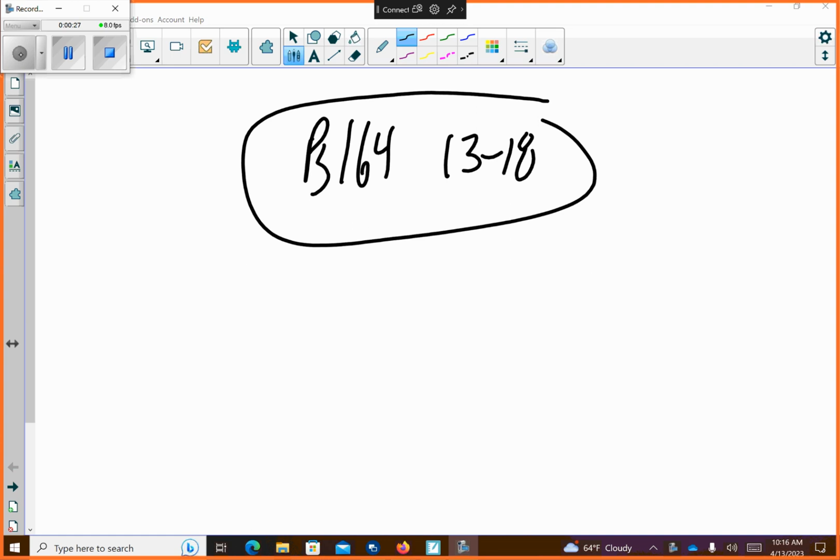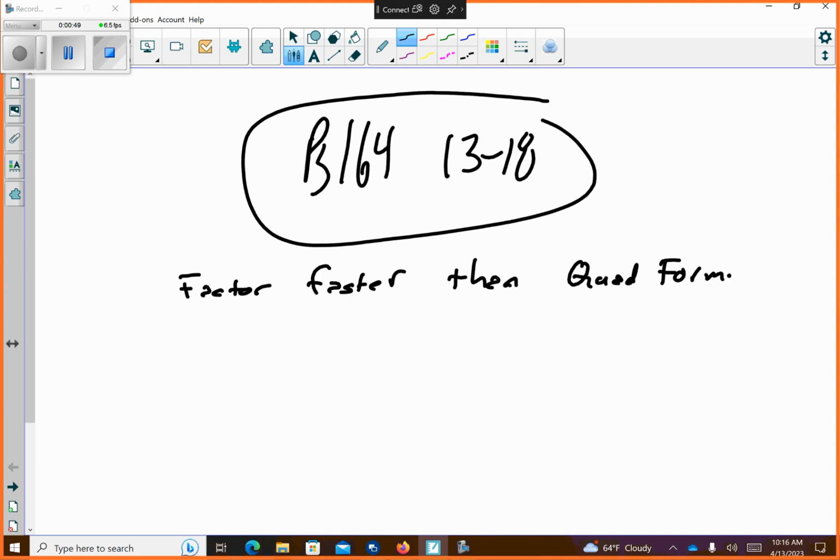Agree? So we're at the point now that sometimes to factor is faster than the quadratic formula. Okay? But how do you know? How do you know? So let's take a look.